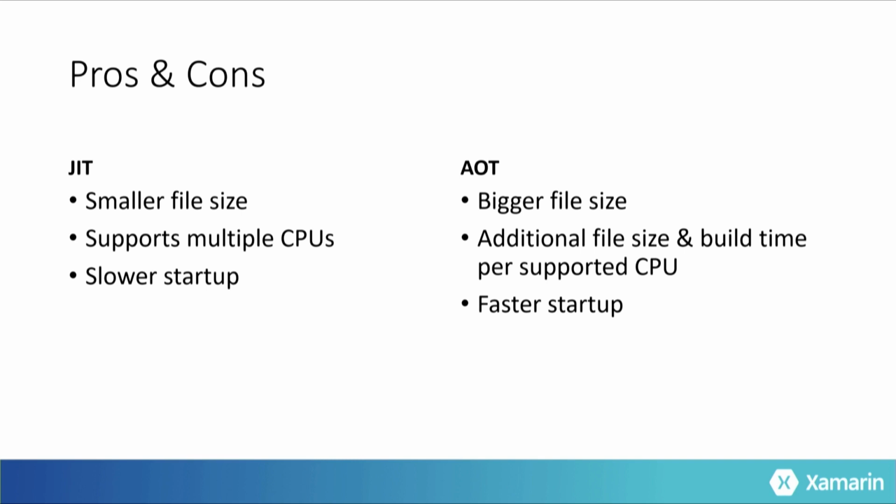So let me explain this a little, to break it down further. JIT apps will have smaller file size, support multiple CPUs, and they'll be a little slower on startup. And AOT is going to be a lot larger, and you're going to have to rebuild it per CPU, but at the expense of a faster startup. So it's really a trade-off. On iOS, you have no choice, it's AOT, but on Android, we have both.